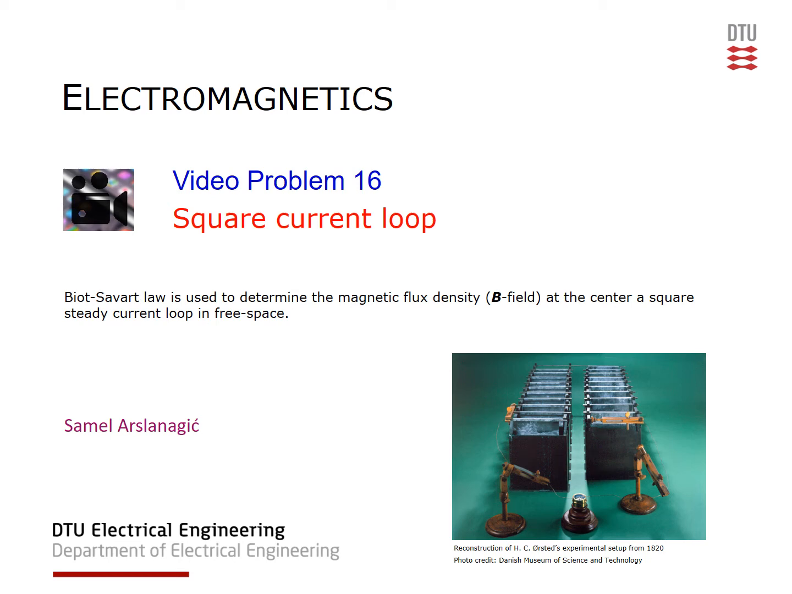So welcome to video problem 16. In this problem we will use Biot-Savart's law to determine the magnetic flux density, which is the B field, at the center of a square steady current loop located in free space.